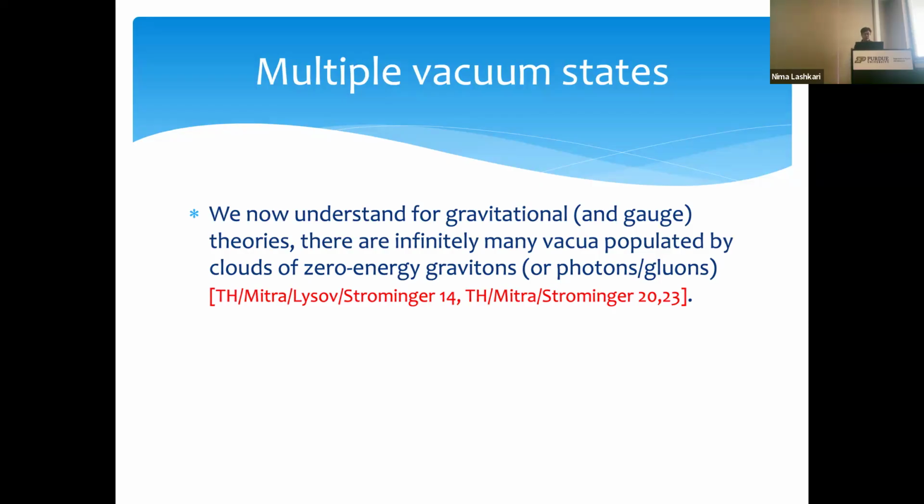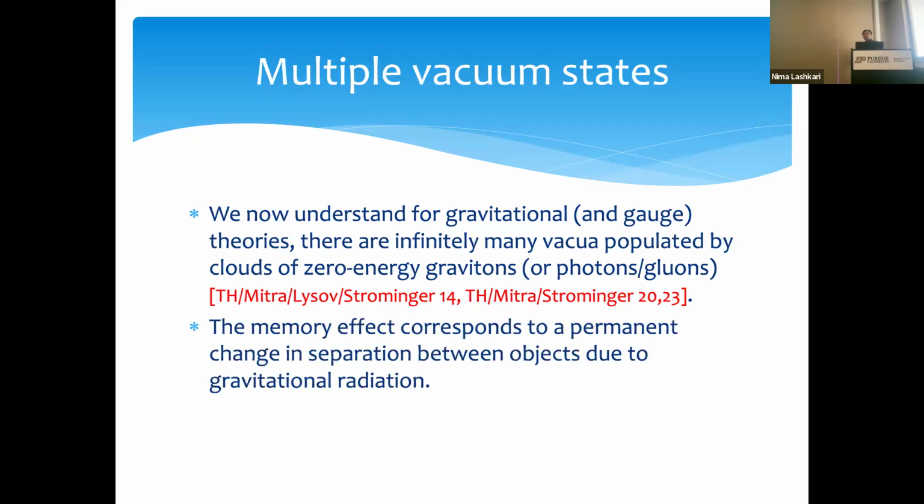We now learn that that is simply not a true statement. There are, in fact, infinitely many vacua, each of which you can think of as being labeled by a cloud of zero energy gravitons, or soft gravitons, or if you're in the context of gauge theories, photons or gluons. You can think of these clouds of soft gravitons as essentially a fingerprint for which vacuum state you're sitting in. And so oftentimes, we also call these objects soft dressing.